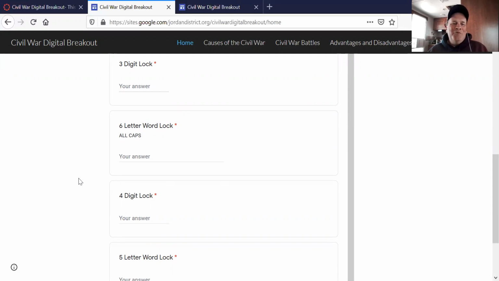Now, unfortunately, we're not in school right now, but if we were doing this at school, there would be actual locks that you would have to undo, and they would get you out.